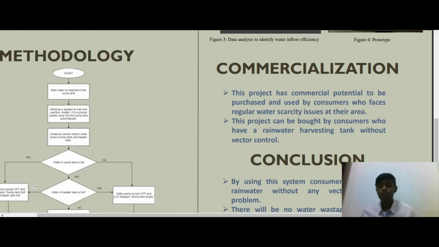Now let's move on to the project potential of commercialization. This project has commercial potential to be purchased and used by consumers who face regular water scarcity issues in their area. Besides, this project can be bought by consumers who have a rainwater harvesting tank without vector control, since this project would prevent vectors from entering the sump tank or reproducing in the tank.